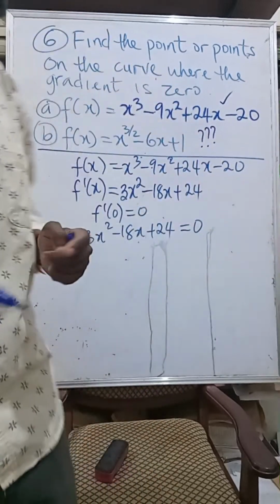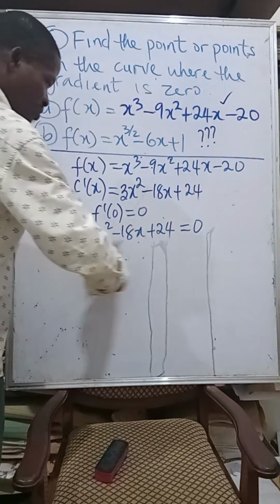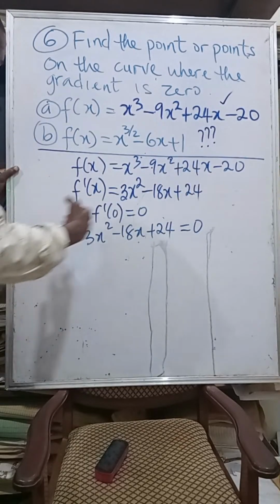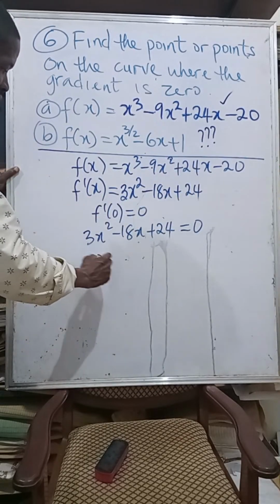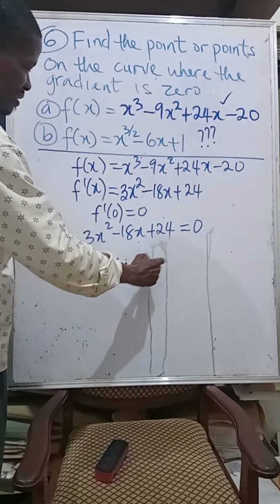Then we can reduce this equation by dividing through by 3. Divide each term by 3. So we have x squared minus 6x plus 8 equal to 0.